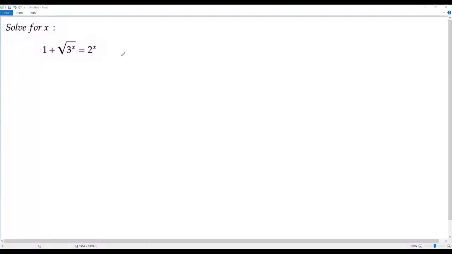Here we have a math problem on exponential equations. That is, we have to solve for x in the given exponential equation, that is, find the value of x. Okay, now let me take the given equation as it is.